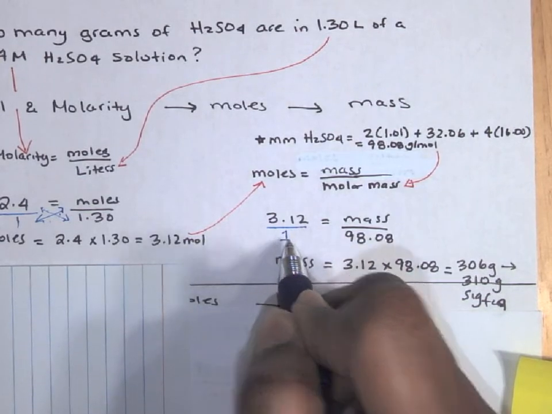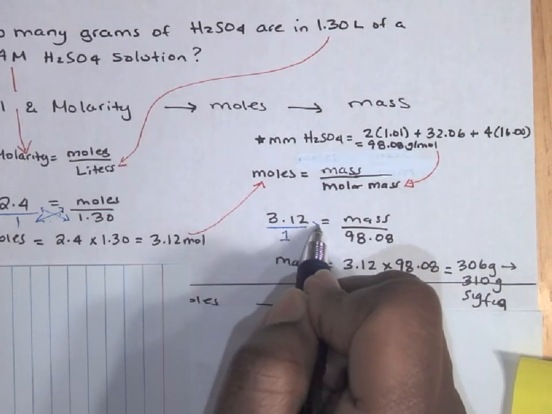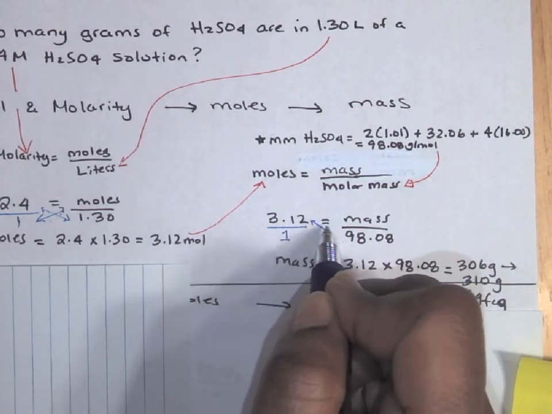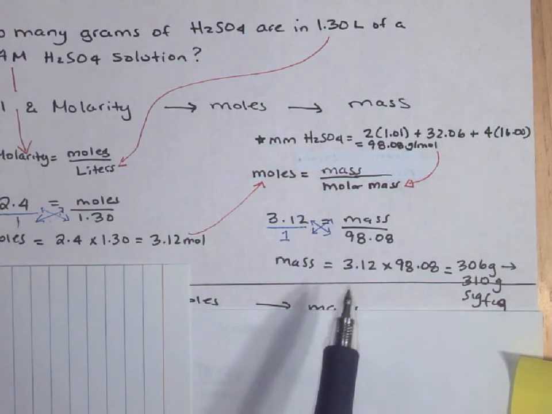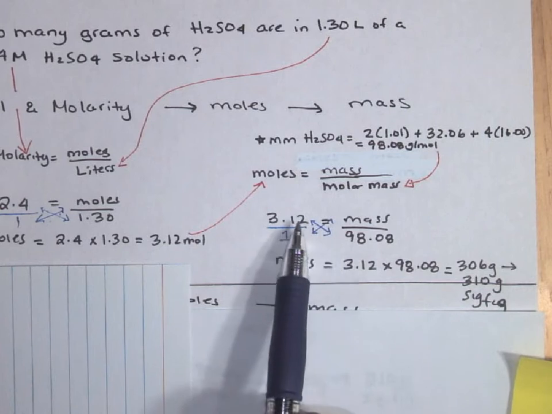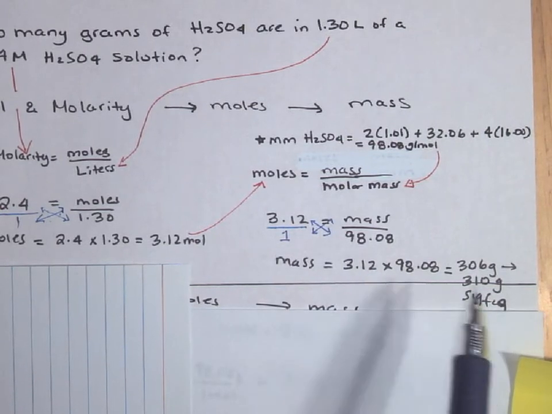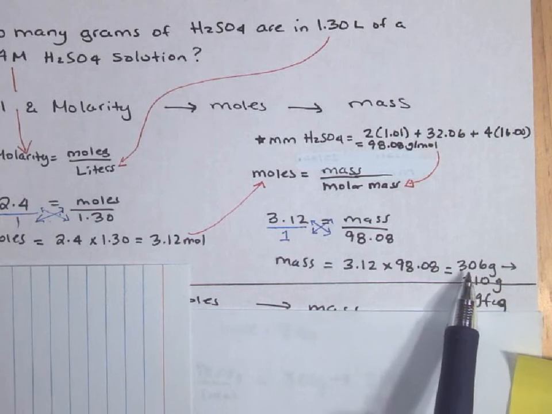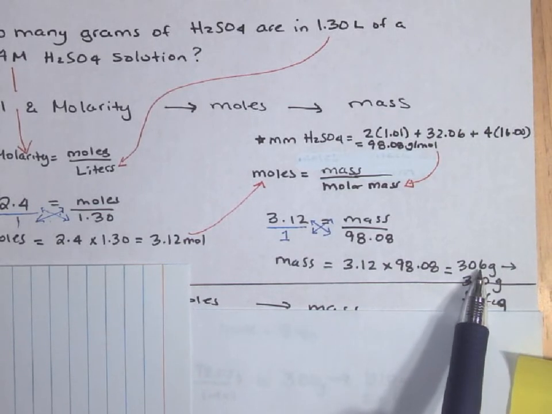So I put that whole number over 1 to make it into a fraction, just to make it a little easier. And then I cross multiply. And when I do that, I'm going to get 1 times the mass, so that's just the mass, is equal to 3.12 times 98.08. So I just multiply these two numbers, and I get 306 grams. Now, this is my final answer.